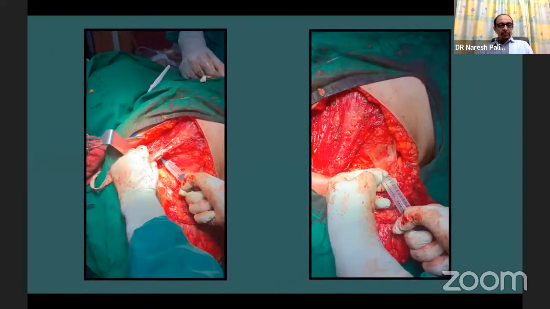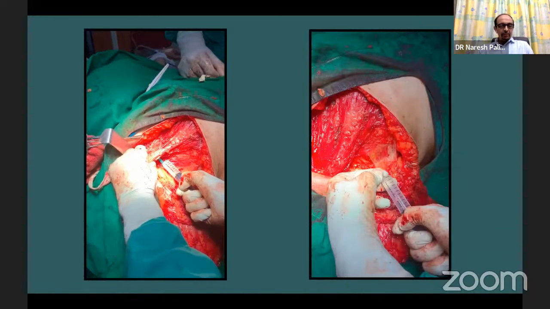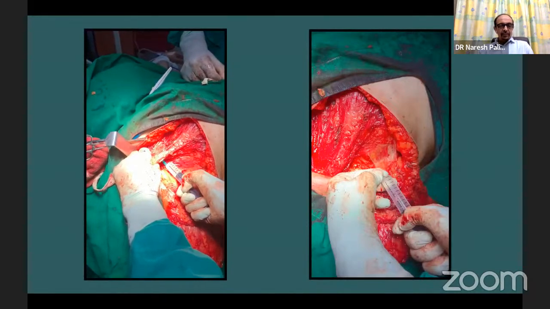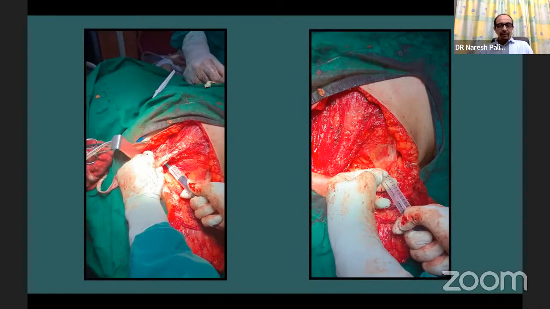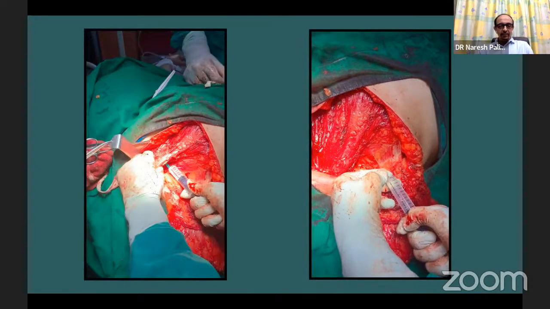Whenever you forget to give some block, or you're not using epidurals for mastectomies, you can ask the surgeon to give PEC1, PEC2 block under vision at the end of surgery. This is the surgeon himself giving the block, PEC1, PEC2, at the end of surgery for post-op analgesia after segmental spinal.